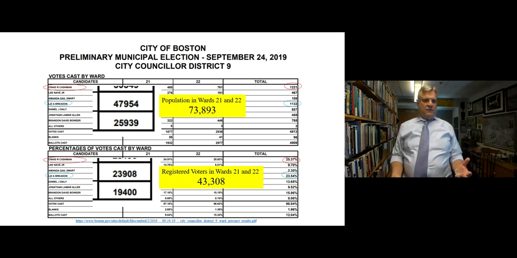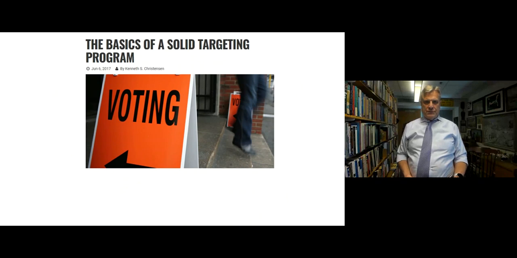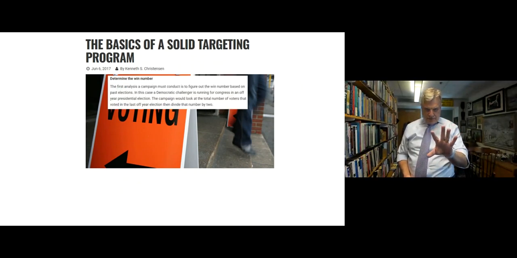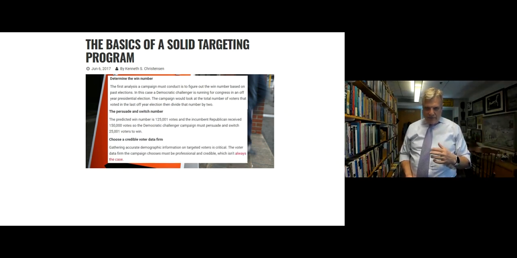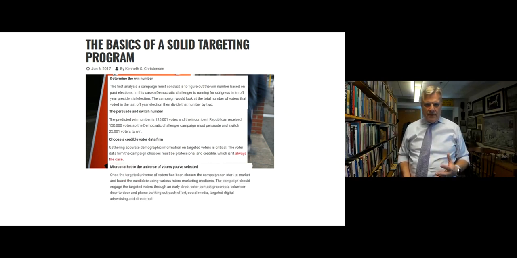Well, you identify your voters and then you get them to the polls. A little article here on how you target voters. You determine your win number, we've already gone through that, and then you have to figure out how you're going to persuade people. And you've got to collect data and follow them up. You micro-target to the universe of voters who are actually interested in you. You've selected. This is how you win. This is how a modern campaign is structured.